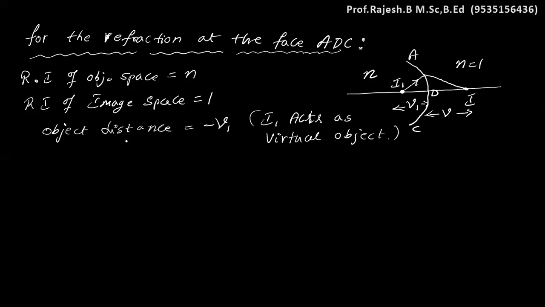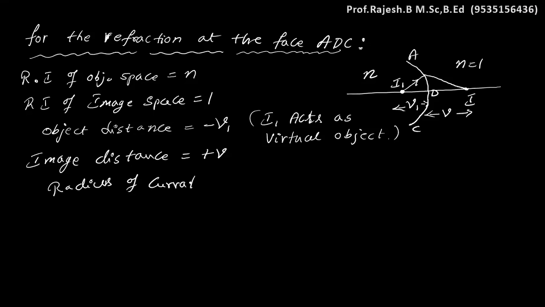So the object distance becomes minus V1, because it is towards the left. And the image distance is plus, since it is towards the right. Okay, and what about the radius of curvature now? The radius of curvature becomes negative, minus R2, because it is coming towards the left, opposite to the light direction. Understand?